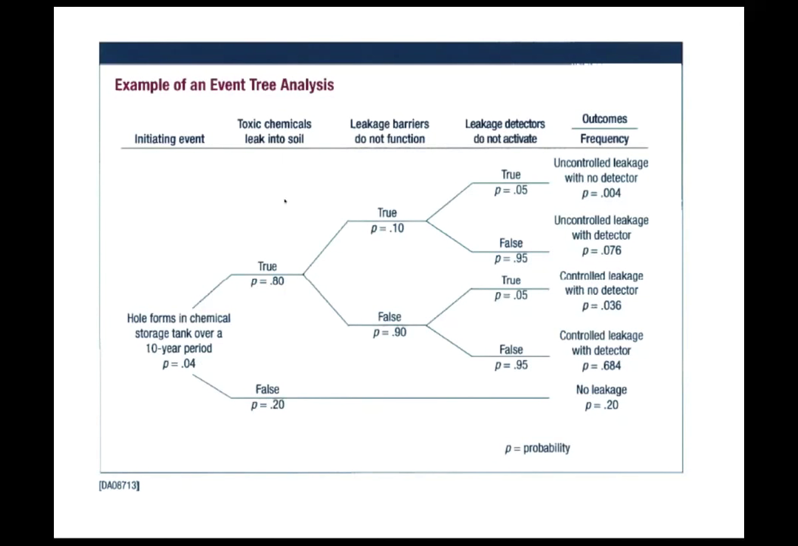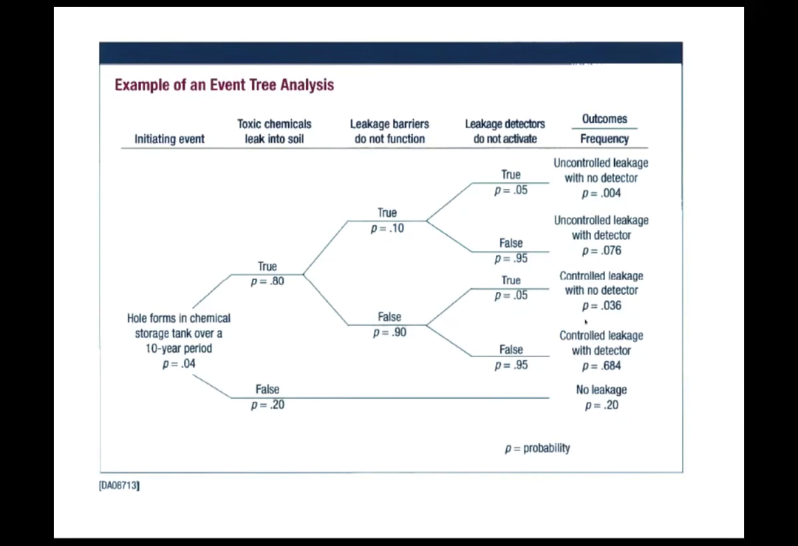Actually, I messed up on here. We have a hole form, and then toxic chemicals leak into the soil. That's false, so we have no leakage. If toxic chemicals leak into the soil, you say, yep, that does happen. So then what can happen because of that? Leakage barriers do not function. There's a 10% probability that would happen, 90% false. If that happens, then we say we controlled leakage with no detector.